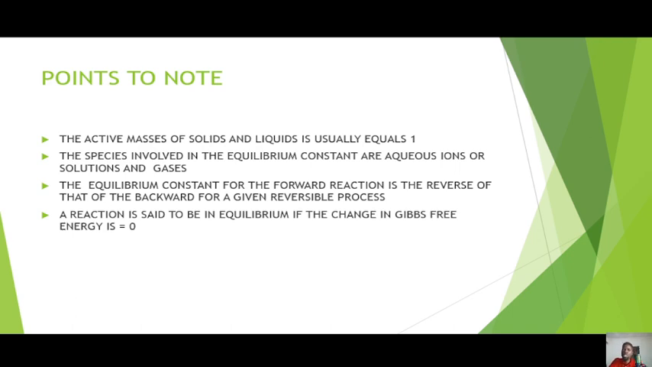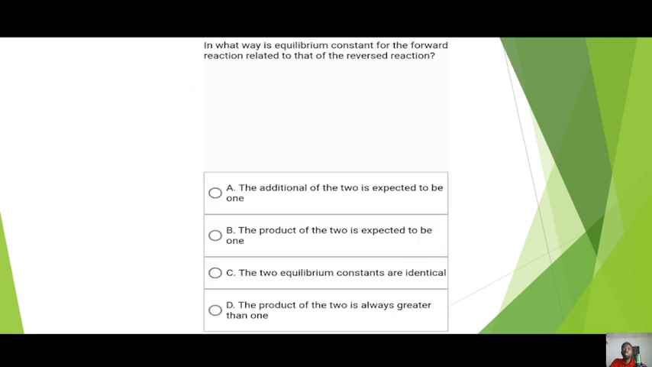Let's try out some questions to buttress our understanding of this concept. In what way is the equilibrium constant for the forward reaction related to that of the reverse reaction? Option A, the addition of the two is expected to be 1. Does that make sense? Probably, but that is not the answer. Option B, the product of the two is expected to be 1. Option C, the two equilibrium constants are identical. No, that obviously is the wrongest answer there, because they are not identical. We can actually see that. And then finally D, the product of the two is always greater than 1. So let's see which of them is the correct answer.